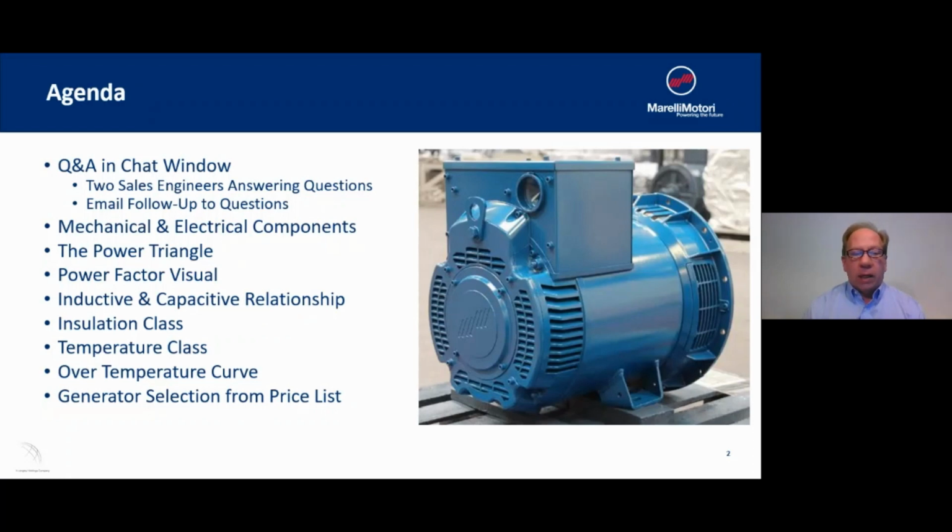We are also going to look at the mechanical and electrical components of a generator set. We're going to review the power triangle. We're going to give you a power factor visual to help you understand power factor a little better, as well as reviewing the inductive and capacitive relationship. We're then going to look at the generator insulation class and the generator temperature class for its application. Also, we'll review the temperature over temperature curve. And in the end, we're going to be able to select a generator from the price list.